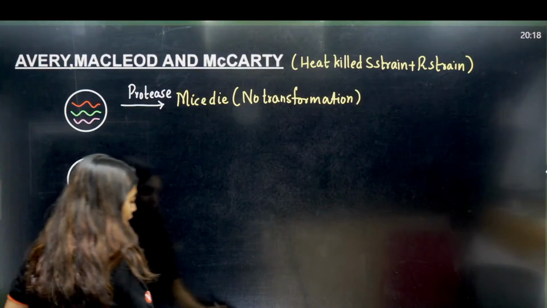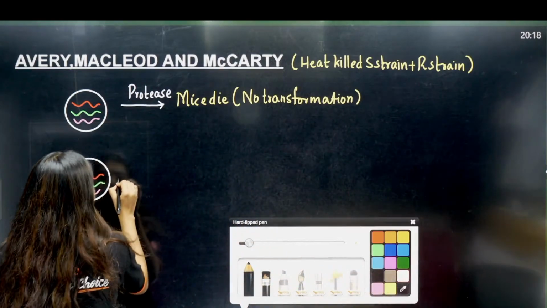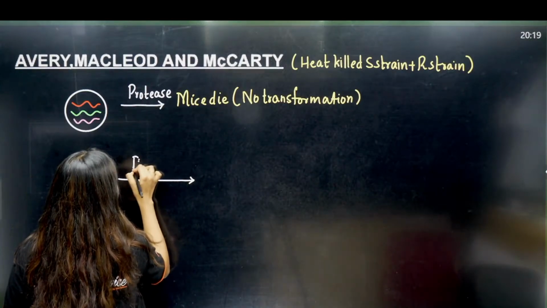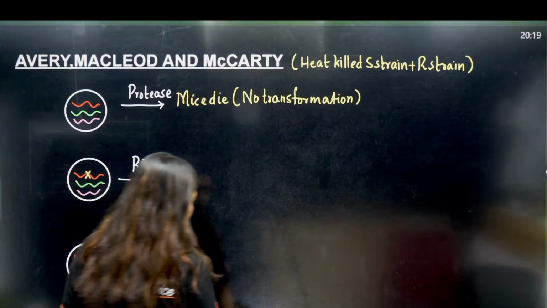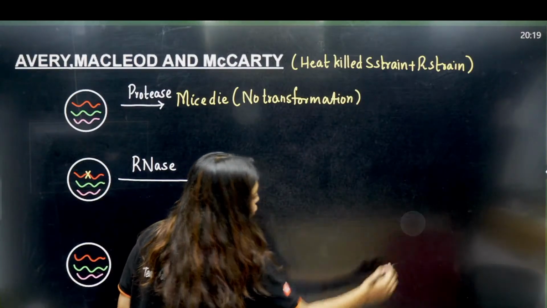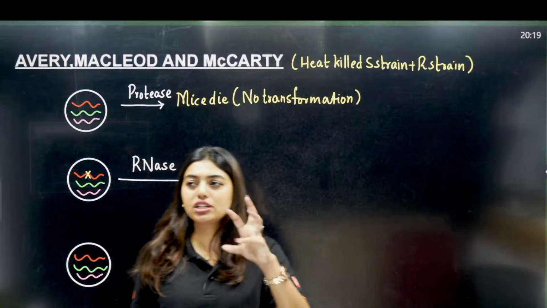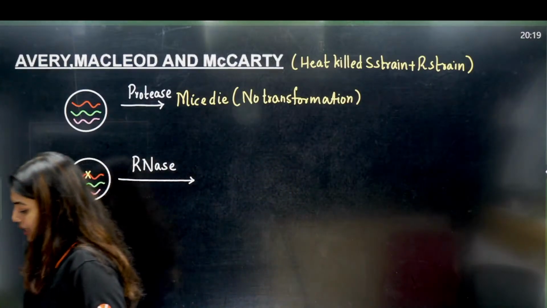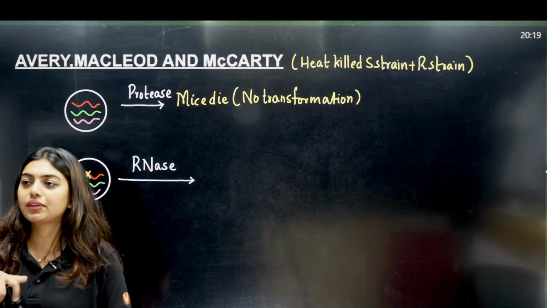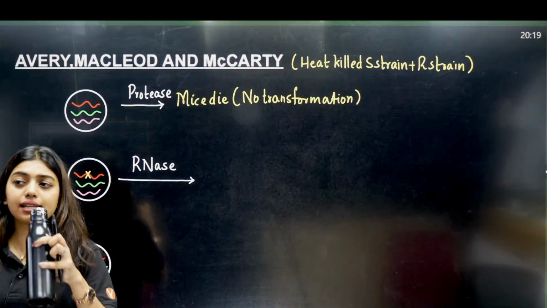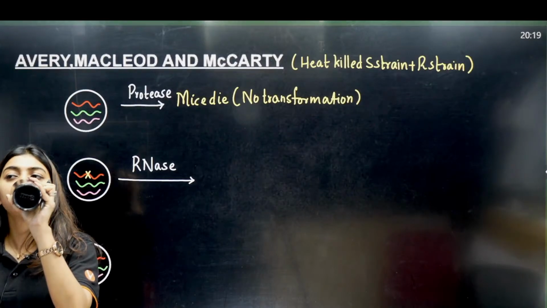Then they did the next set of experiment where they used RNAs. Here what is going to happen? RNA is going to get degraded. Here also tell me what could happen, students. Is the mice going to be alive or is the mice going to die? All of you in the chats. Let me see who is the one who understood.